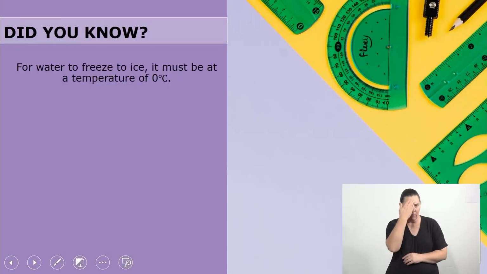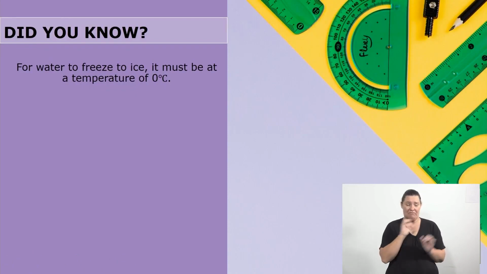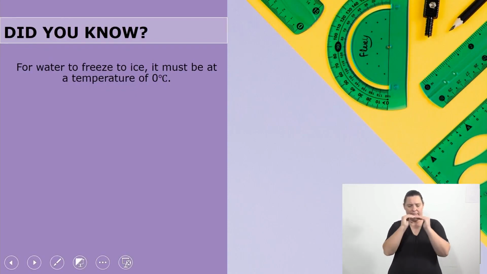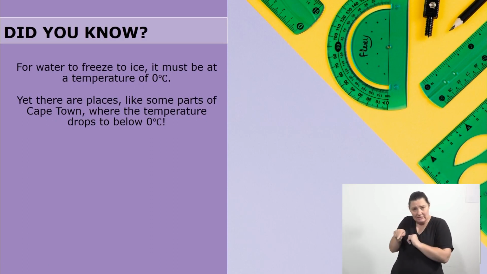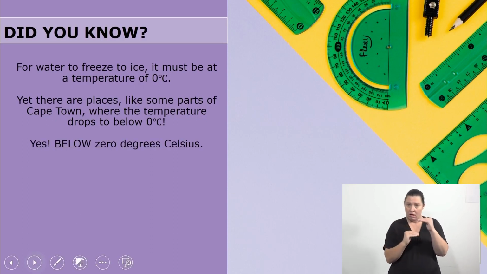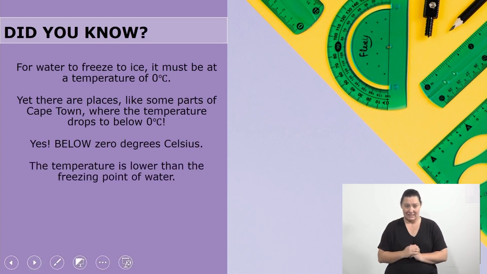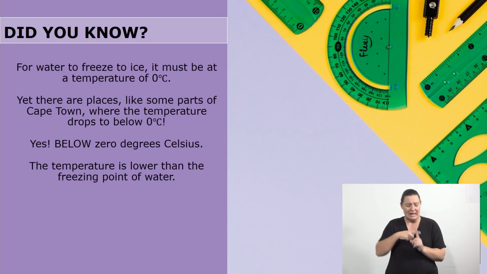So to start off our lesson, we are going to start with an interesting fact. Did you know that for water to freeze to ice, it must be at a temperature of 0 degrees Celsius? Yet, there are places like some parts of Cape Town where the temperature drops to below 0. Yes, below 0 degrees Celsius. That means that the temperature is lower than the freezing point of water. Isn't that amazing? Okay, so let's start off with our lesson.